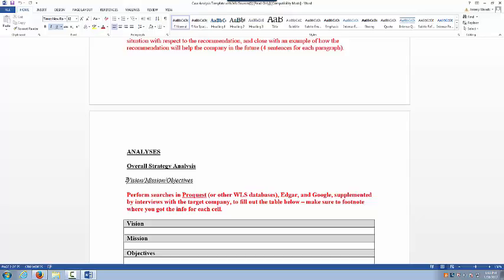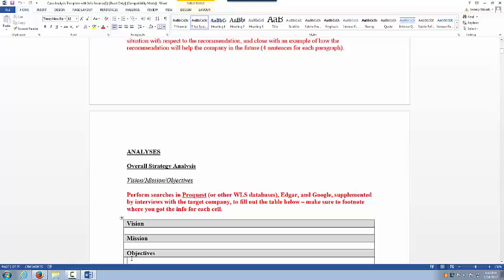I want you to go out to various databases, ProQuest or one of the other databases that we have access to in our library. You could go to EDGAR, you could go to Google. You could also interview people from the company, and I want you to fill out these boxes here. What is the vision of the company? What is the mission? What are some of their objectives?